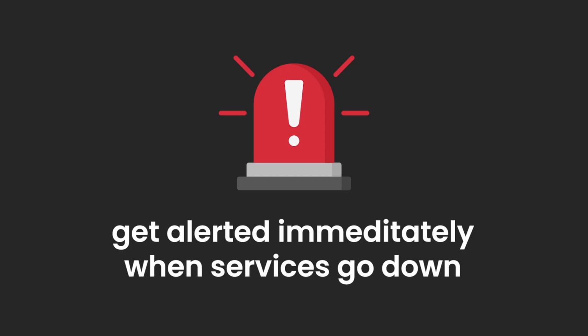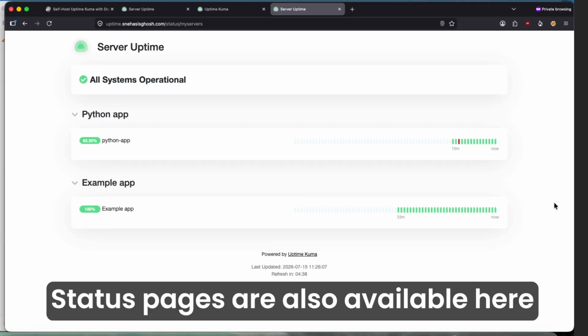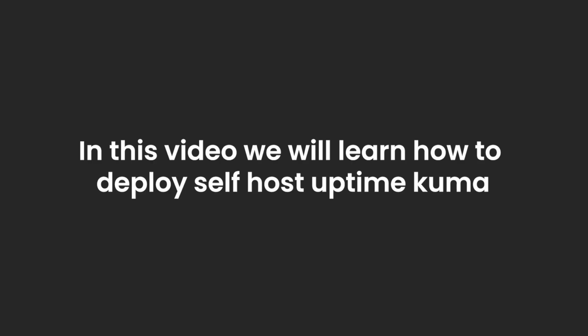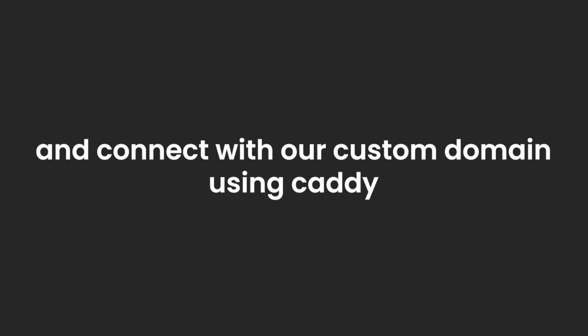It also includes a customizable public status page so that we can share our services' uptime publicly with our customers or users. In this video, we will learn how to deploy Uptime Kuma inside our own VPS using Docker, and we'll also connect it with our own custom domain so that we can publicly share our uptime with our users. So let's get started and self-host Uptime Kuma.